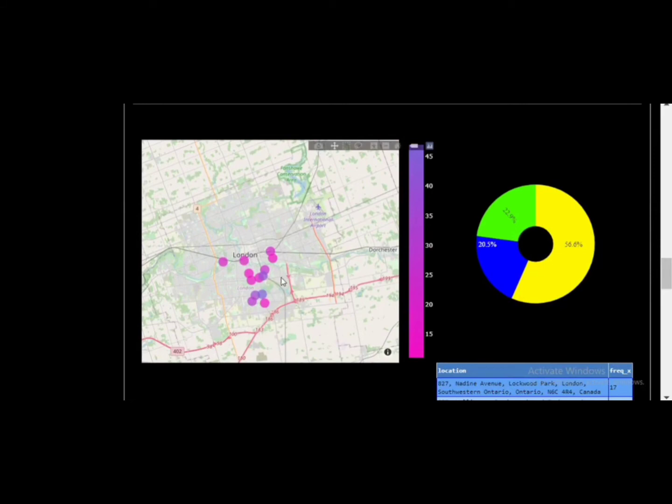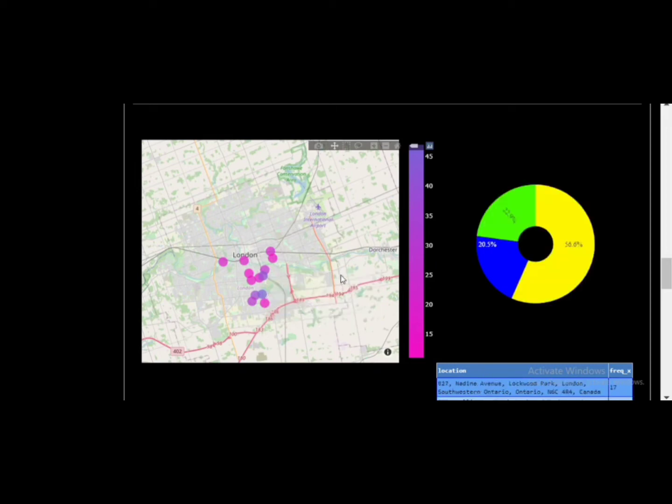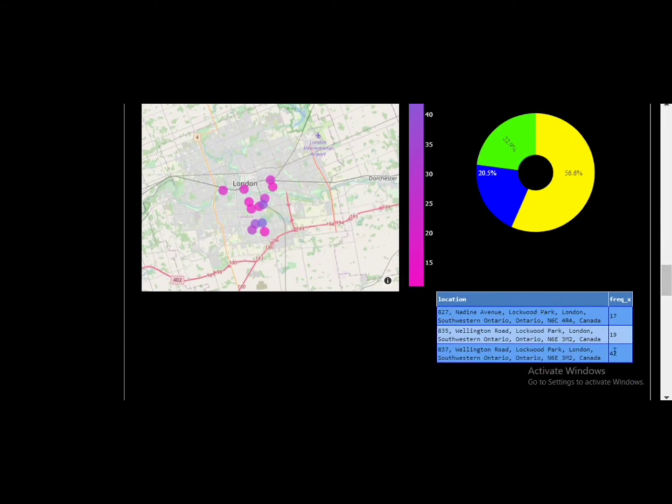What are the most visited locations by your car? This activity can be seen in this chart. This color scale represents most to least visited locations by a car. We can hover on individual point on the map, and we can see at what place my car is usually present. This table shows that the car has visited 837 Wellington Road, Lockwood Park 47 times, and specifically 827 and 835 streets 17 and 19 times within this region.